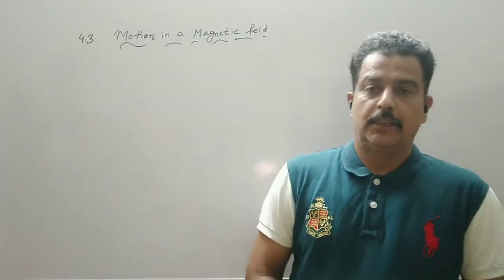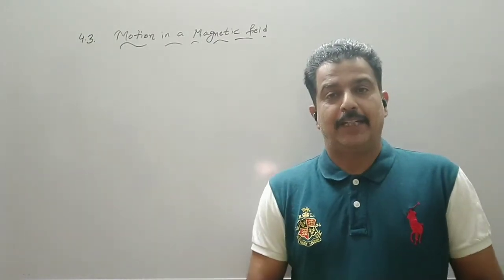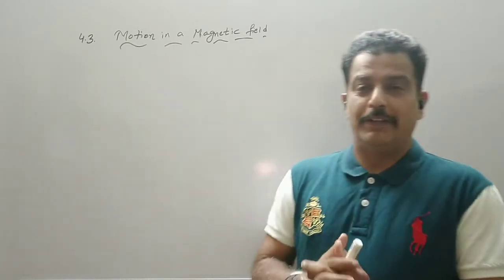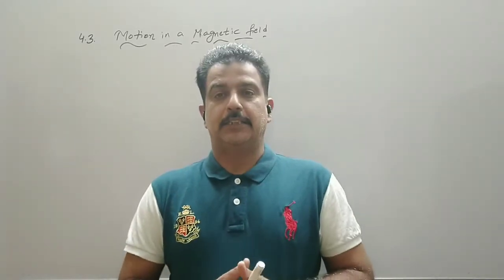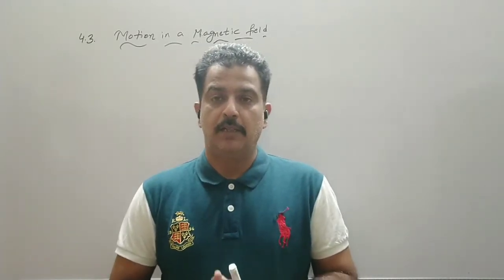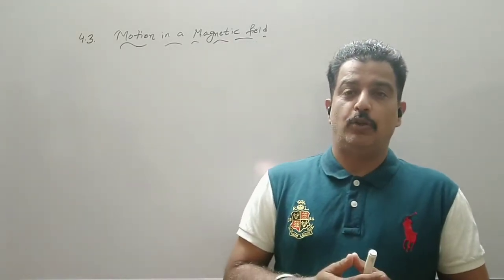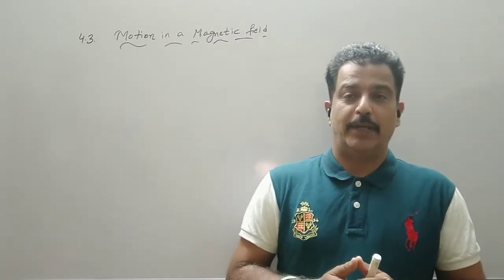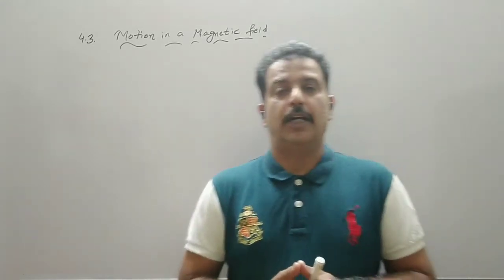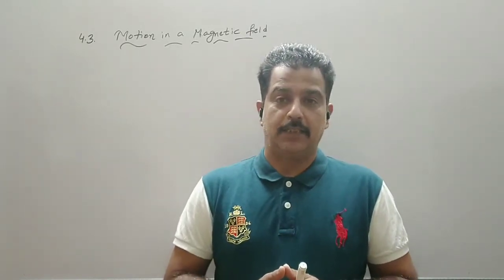Hello students, in the last lecture we studied the motion in a magnetic field. We have studied that when a charged particle moving with a velocity v enters a magnetic field perpendicular to it, it performs a circular motion and the force acting on it was perpendicular to the velocity as well as to the magnetic field. Now, when it was performing a circular motion, the force was always directed towards the center.